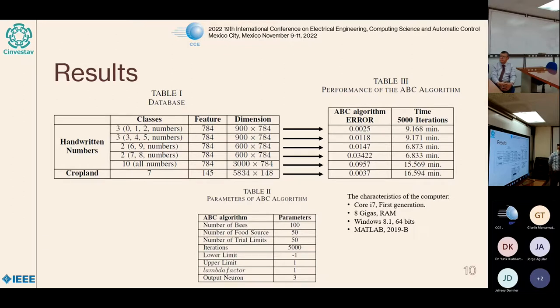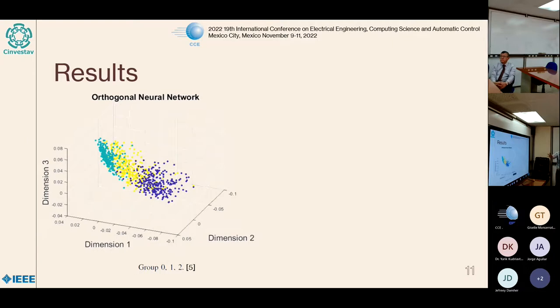The characteristics of the computer used for this project are these. I use a computer with a first generation Core i7, RAM with 8 gigabytes, operating system Windows 8.1 with 64 bits, and I programmed this part in MATLAB 2019.